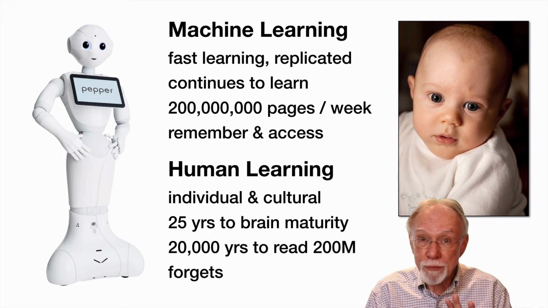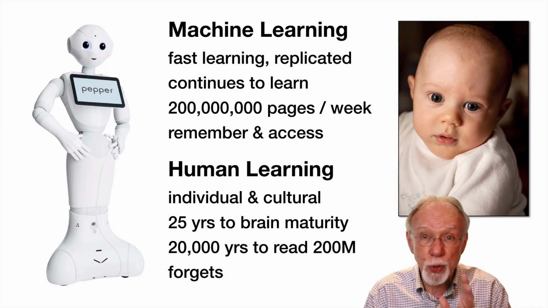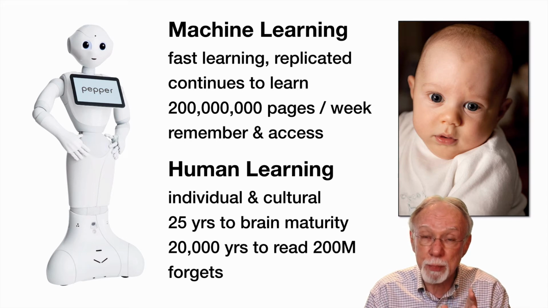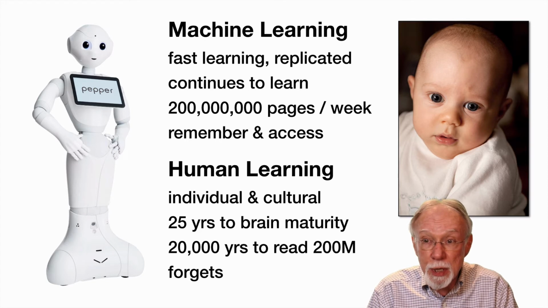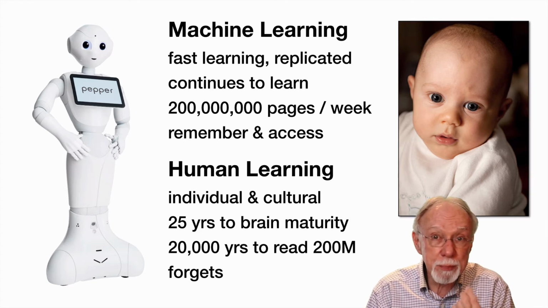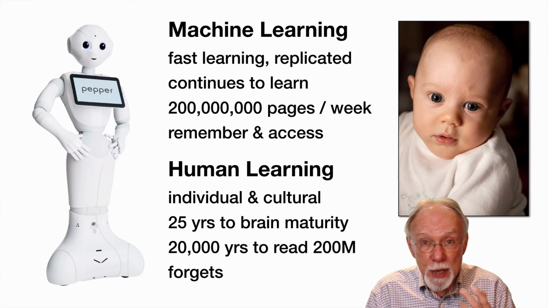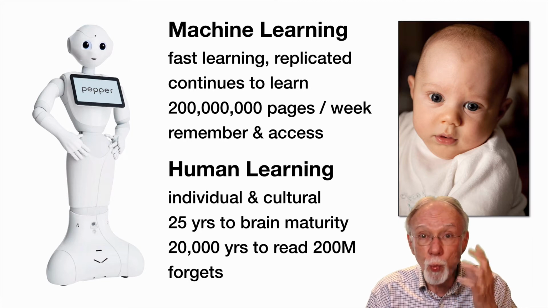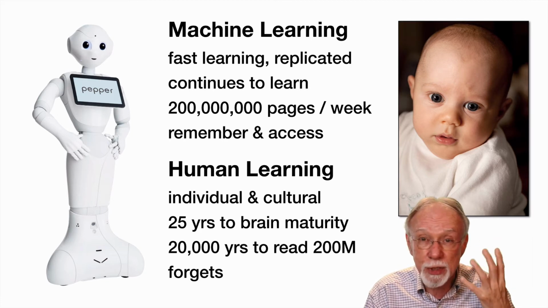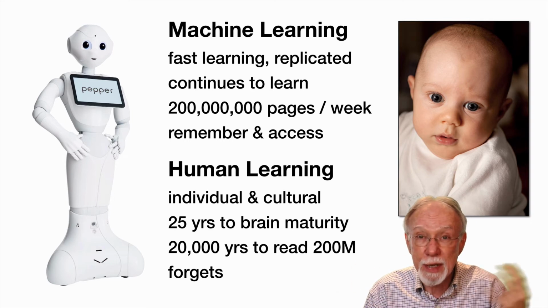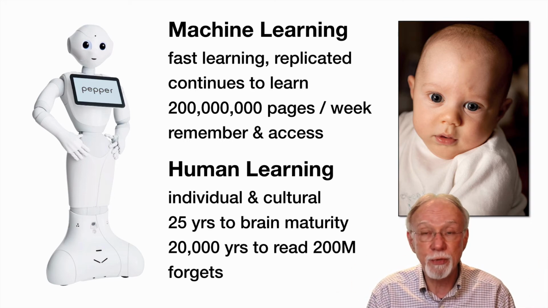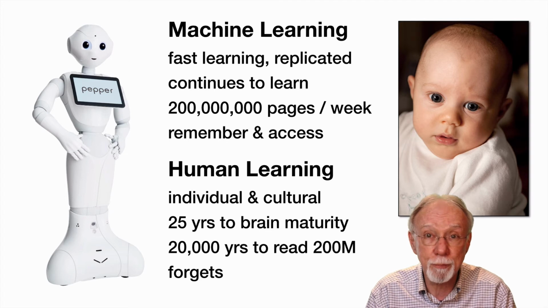So we often compare intelligence between humans and machines, but we rarely compare learning between humans and machines. Let's do that now. So machine learning can be much, much faster than humans, and it can be replicated. Once one robot or one machine learning system has learned, that can be implemented, downloaded into as many as we want very quickly, and they can continue to learn.